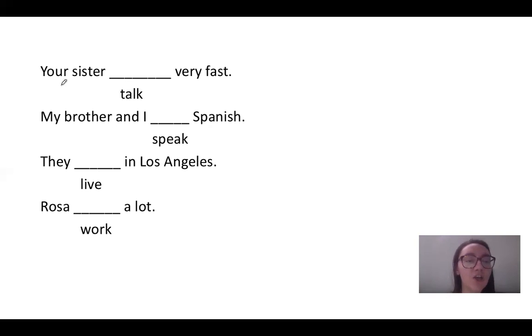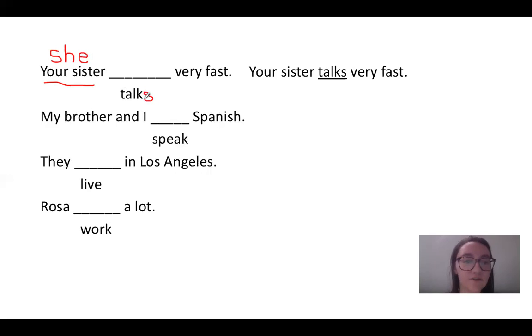So when we say your sister, and the verb we want to use is talk very fast, we can't say in English, right? Your sister talk very fast. Since your sister is she, we can replace your sister with she, and since it's a she, we know we put an S at the end. So she talks very fast, or your sister talks very fast.